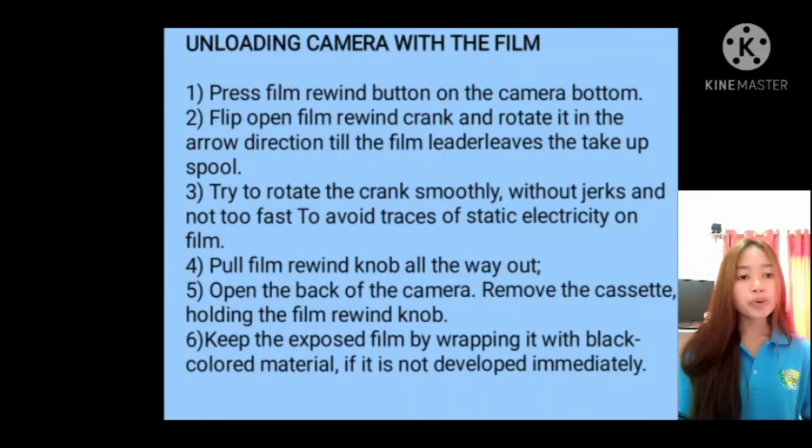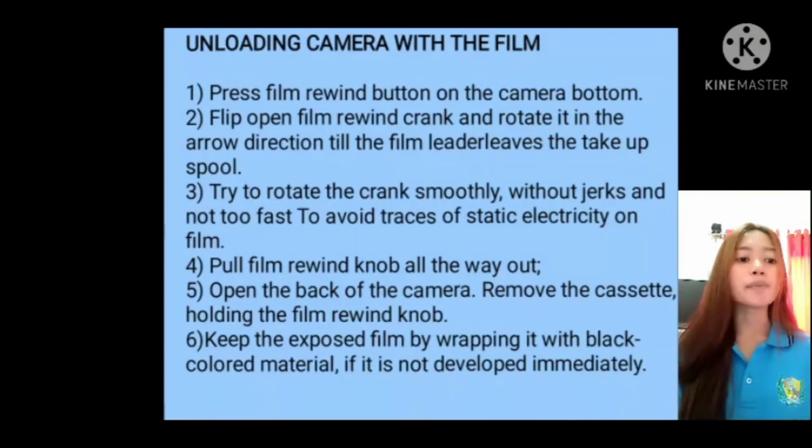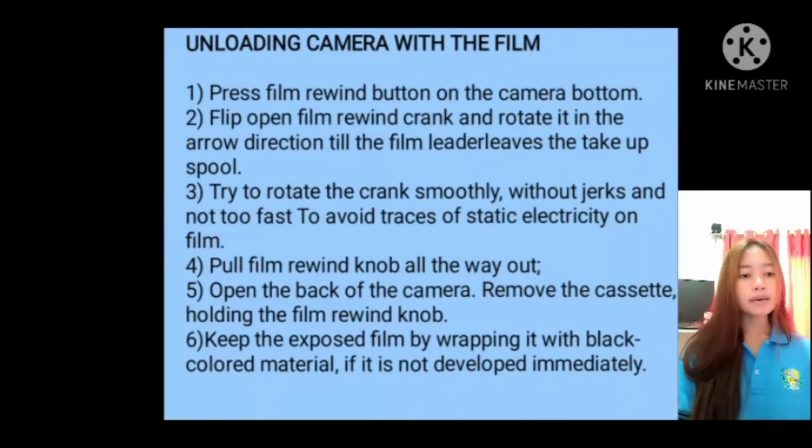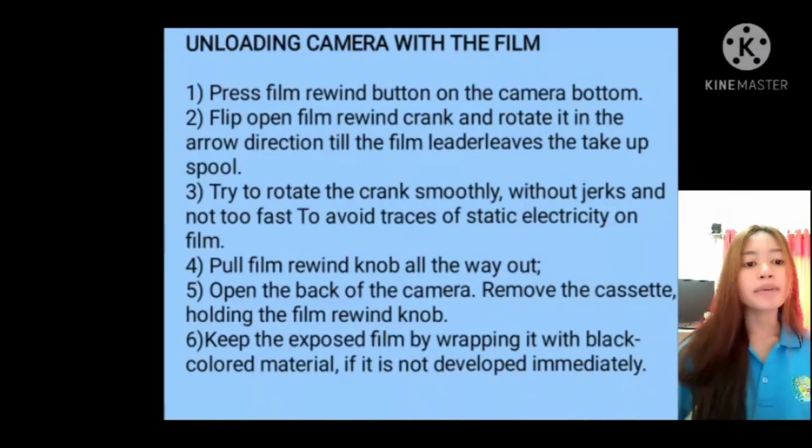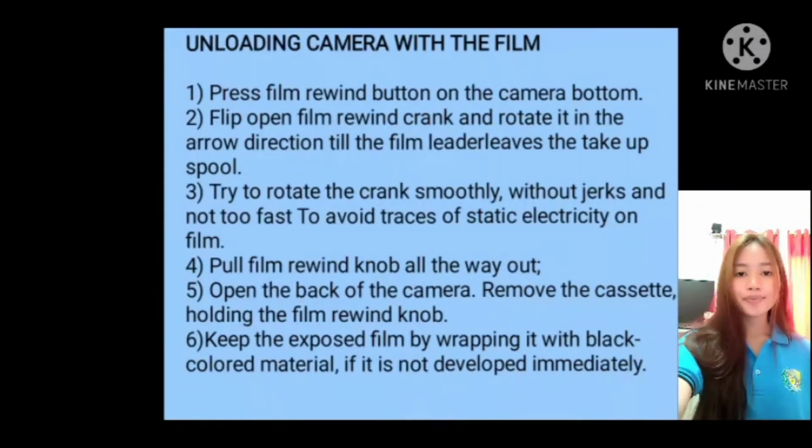Step 4. Pull film rewind knob all the way out. Step 5. Open the back of the camera. Remove the cassette holding the film rewind knob. And the last step is keep the exposed film by wrapping it in the black colored material if it is not developed immediately.